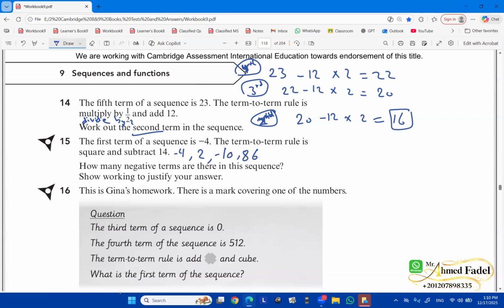Now that's it. If you square this, definitely it's going to become a positive number that is bigger than 14. So when you subtract 14, it will definitely be positive again. So only 2 numbers. How many negative terms are there in the sequence? Only 2 terms.